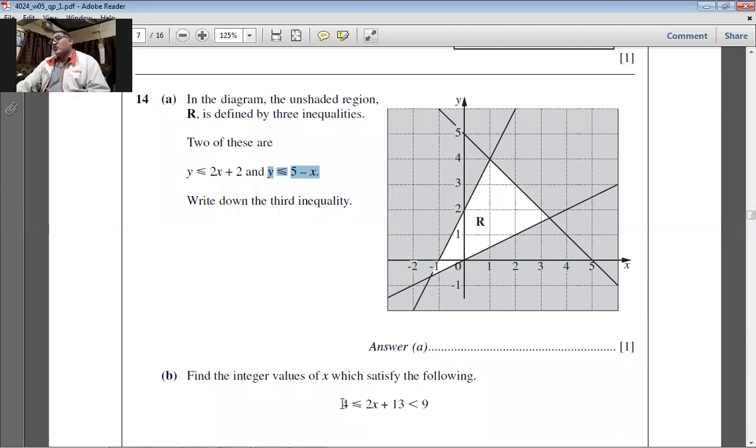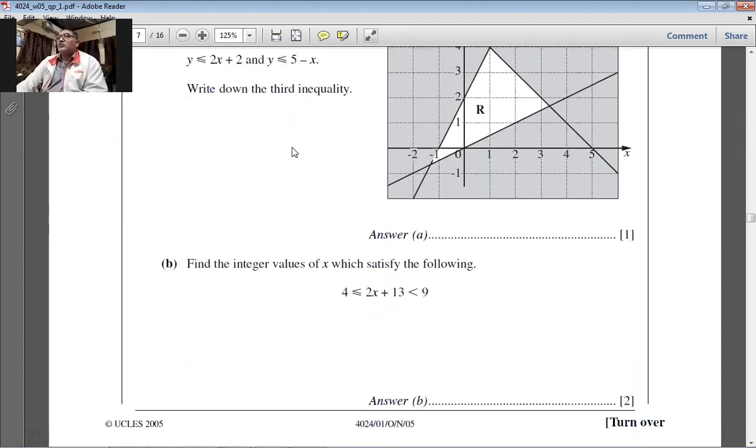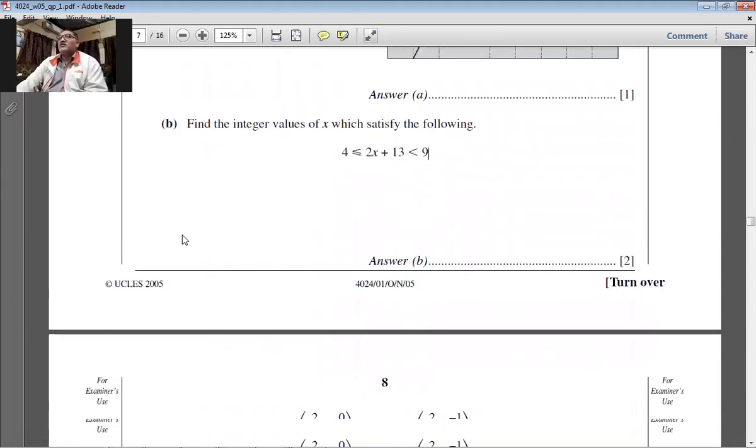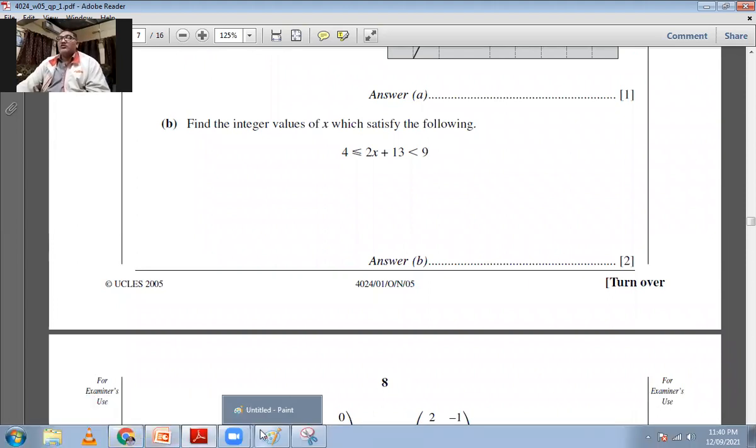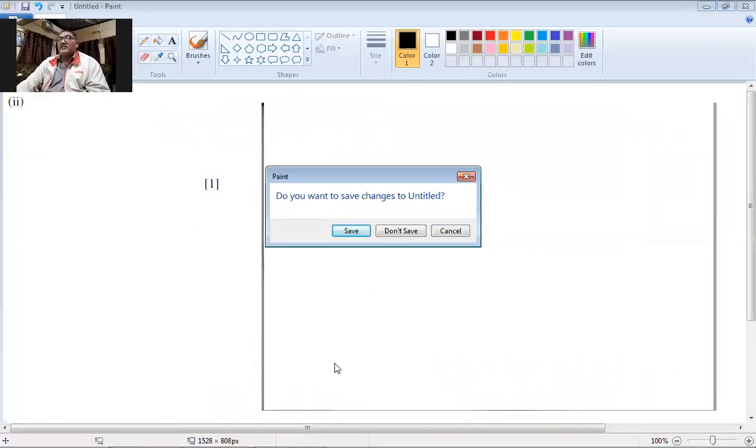I will solve first of all this portion, and then I will solve this portion, and then I will represent both the solutions on the number line, and then we will see what is the overlapping portion in their solutions, and from there I will select the integers. It's a 2-mark question, so we are talking about this question. Let me show you my solution.